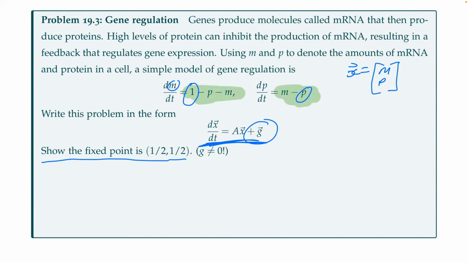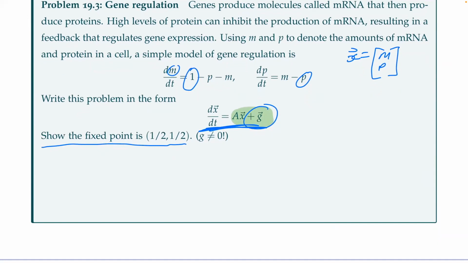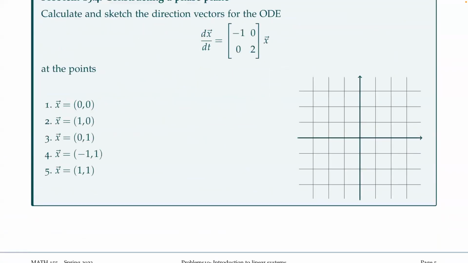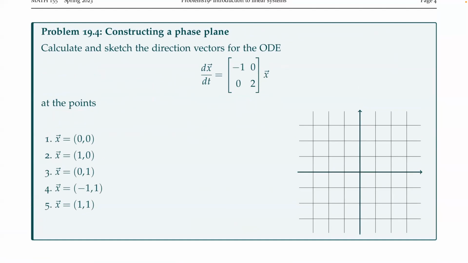You can also check it by writing our matrix in this form Ax plus G and setting your x here to be a half. Do Ax plus G and you should get a 0 vector, okay? And that will confirm that this is indeed a fixed point of the system. So have a go at that in your own time, or if we have time at the end. Like I said, I want to focus on phase planes today.